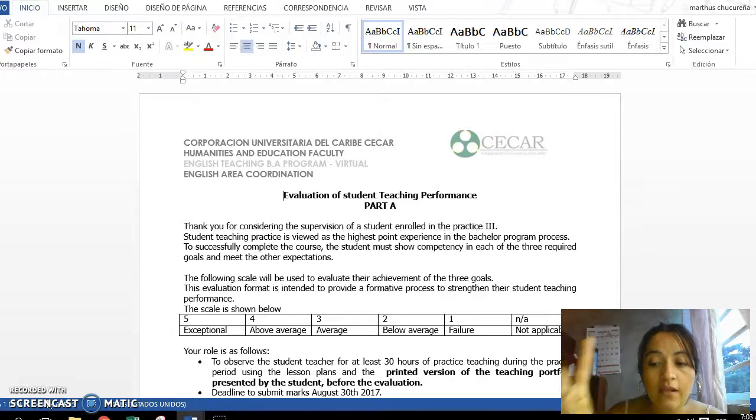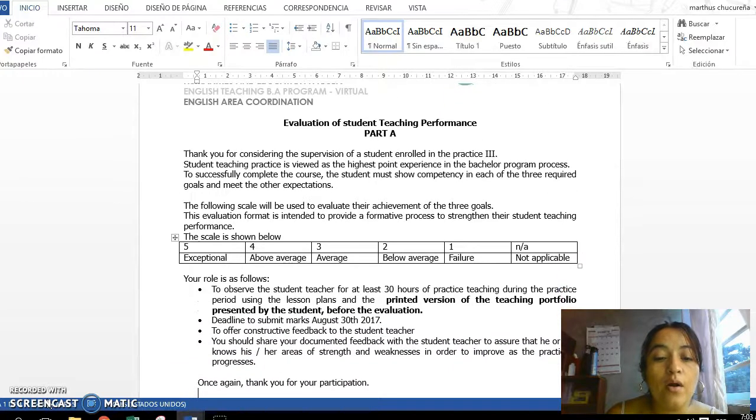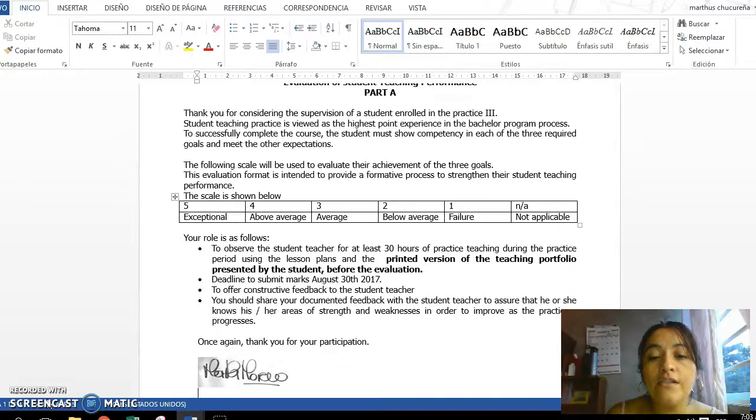First thing to take into account: if your advisor teacher doesn't speak English, you have to translate the full format and attach the translated full format as your evaluation. It says, thank you for considering the supervision of a student enrolled in the practicum. Student teaching practice is viewed as the highest point of experience in the bachelor program process. To successfully complete the course, the student must show competency in each of the three required goals and meet the other expectations. Here we have the scale.